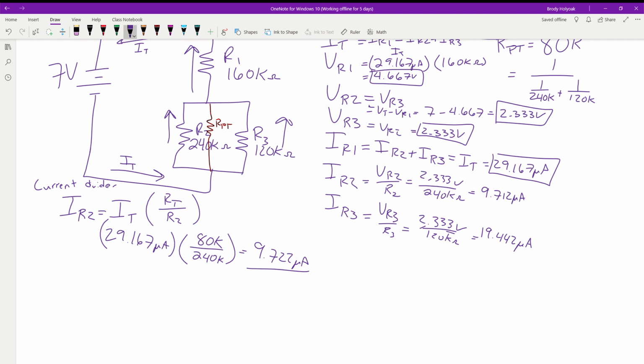But as a good double check, you want to make sure that these values add and subtract up to what they're supposed to be. So again, if we take these two values and add them together, what does that equal? 29.167. It better. Does that make sense as far as where we're going?